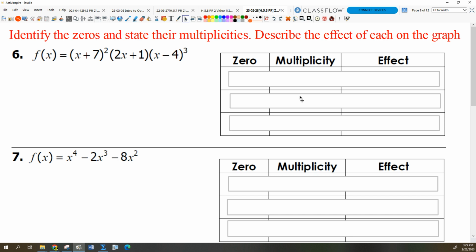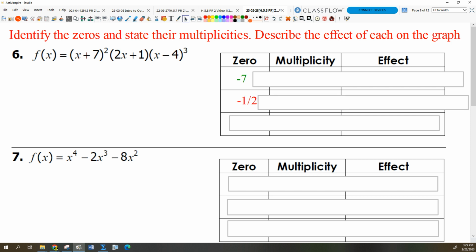So what's the zero of that factor going to be? -7. Okay, so we got, there's 1, 0. What's going to be the zero of the middle factor? -1/2. Okay, right? Everybody agree? What's the zero of the left factor? +4. Okay, so those are our zeros. Those are the x-intercepts.